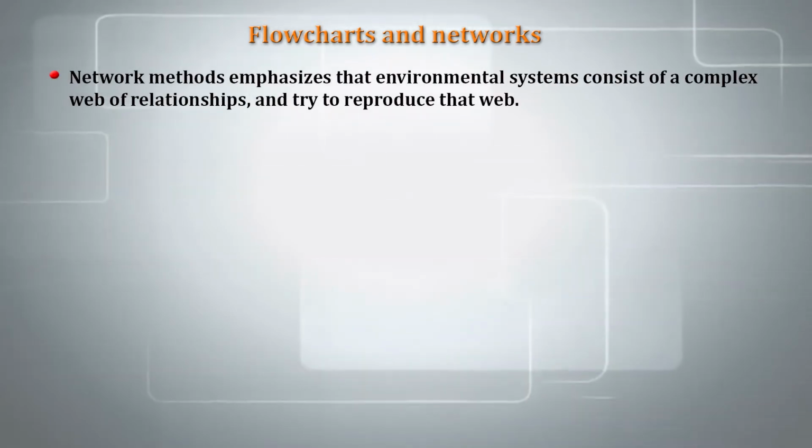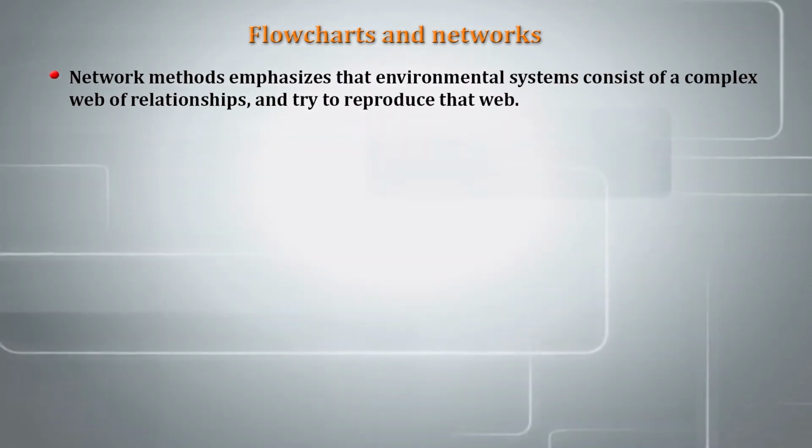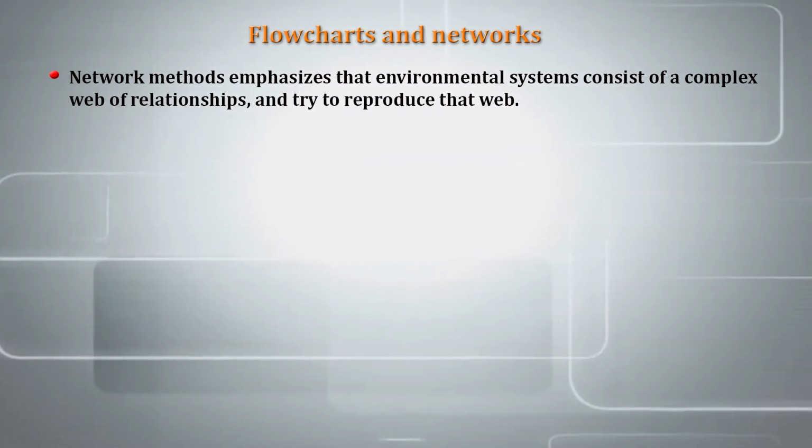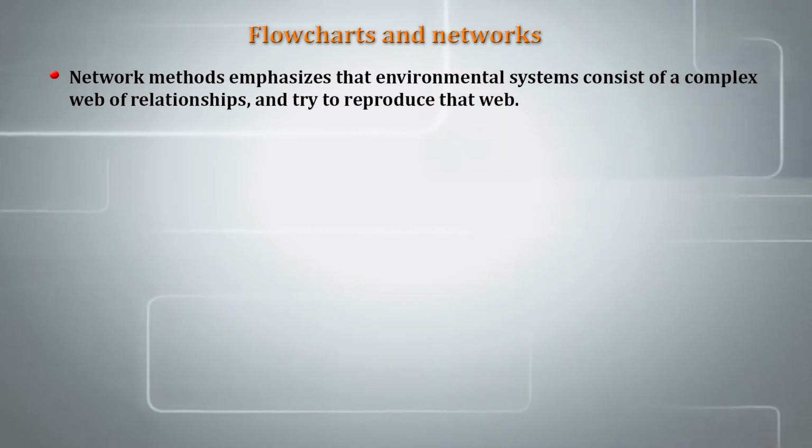The first one is the network methods. The network methods emphasize that environmental systems consist of a complex web of relationships, and these network methods endeavor to reproduce that web. So the environmental system we are talking about is a kind of relationship, a complex web of relationships, and the network exactly reproduces that particular web. In a way, we are mirroring the process, moving towards what is exactly happening in the environment. So in that way, this network method is significant.